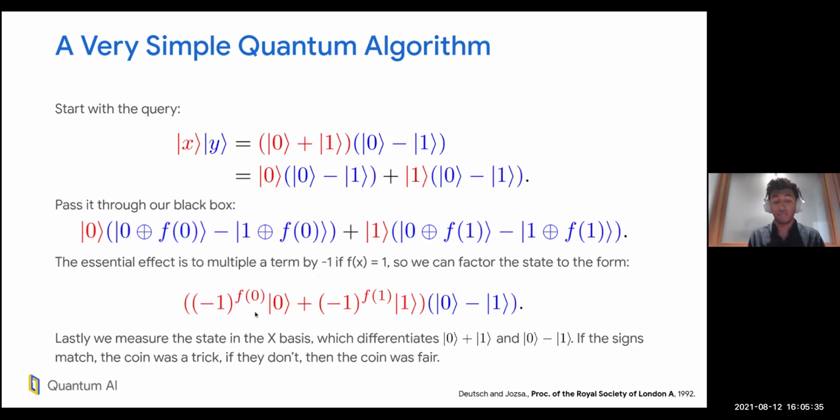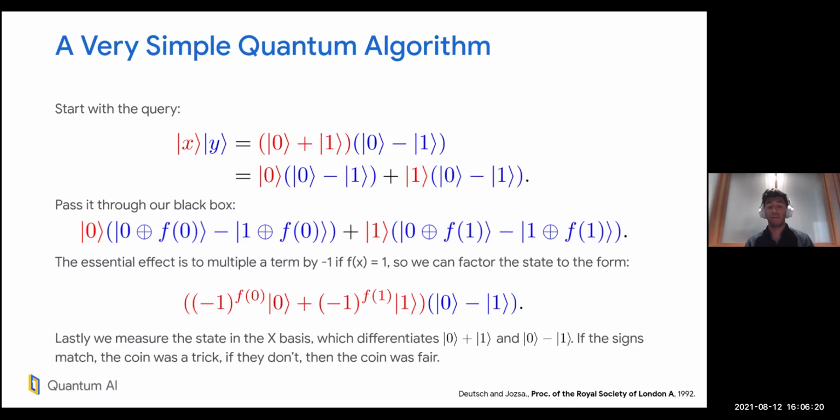So this is just a clever way of wording what I've said right here: the sign of this particular term depends on what the value of f is at that point. So I will get minus 1 to the f of 0, 0, plus minus 1 to the f of 1, 1, multiplied again by the state 0 minus 1. So I've basically just factored all these phases back into the state of the first qubit. Is there a question? No? All right. So we now have the same output as before, but our input, our red qubit, if you will, has these interesting phases in there.